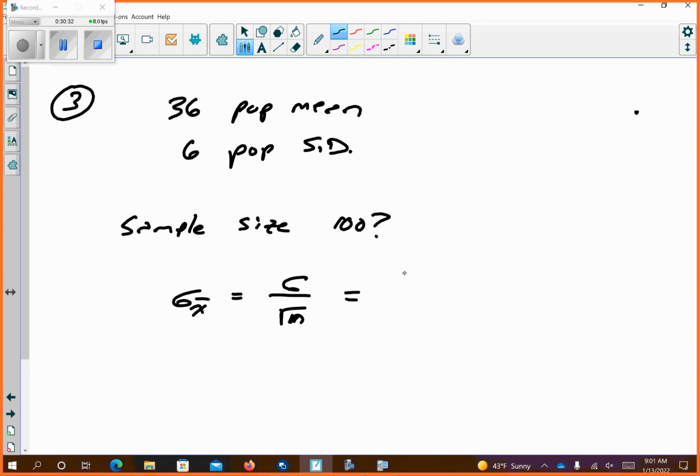So that's standard deviation of 6 over the square root of 100, which is 6 over 10, which is 0.3.